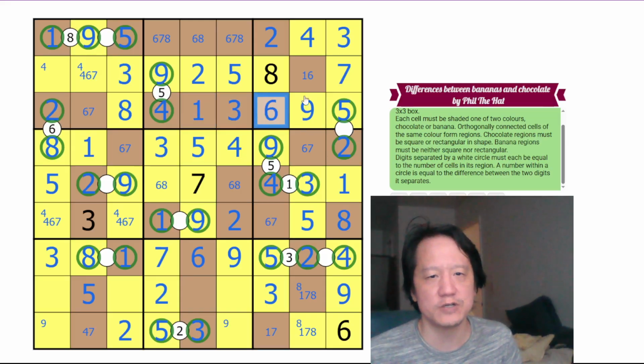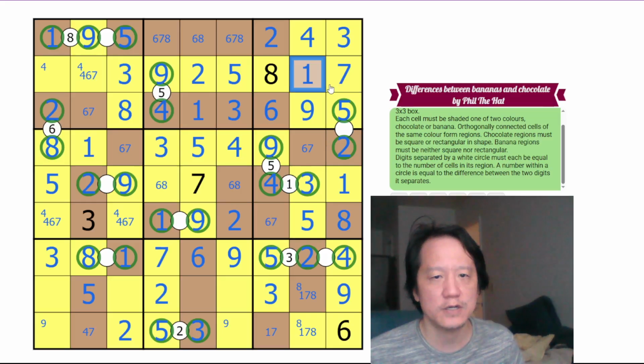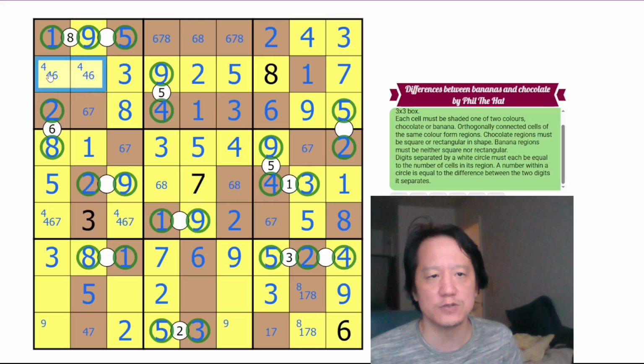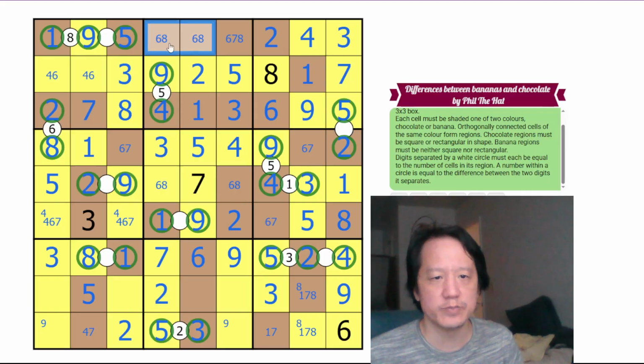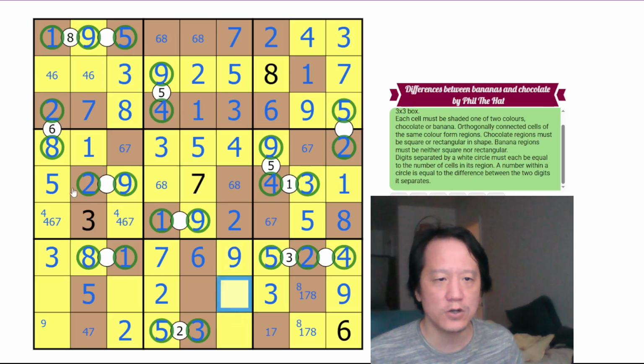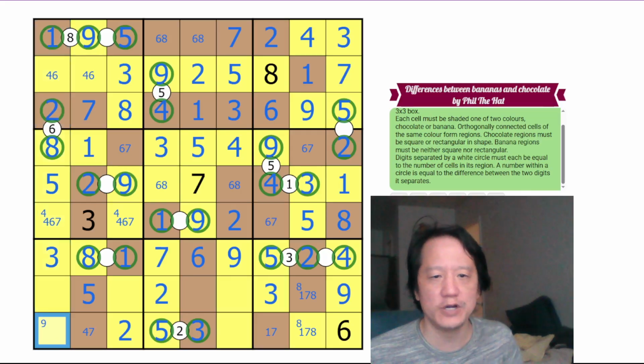1 eliminates 1 here, so it's 6 and 1. 7 eliminates 7 here. This becomes a 4, 6 pair, which eliminates 4 and 6 in the rest of the box. So this can't be 6, it's 7. 7 eliminates 7 here. This becomes a 6, 8 pair, so that forces this to be 7. 9 eliminates 9 here. Where's the 9 in column 1? It can only be there now.